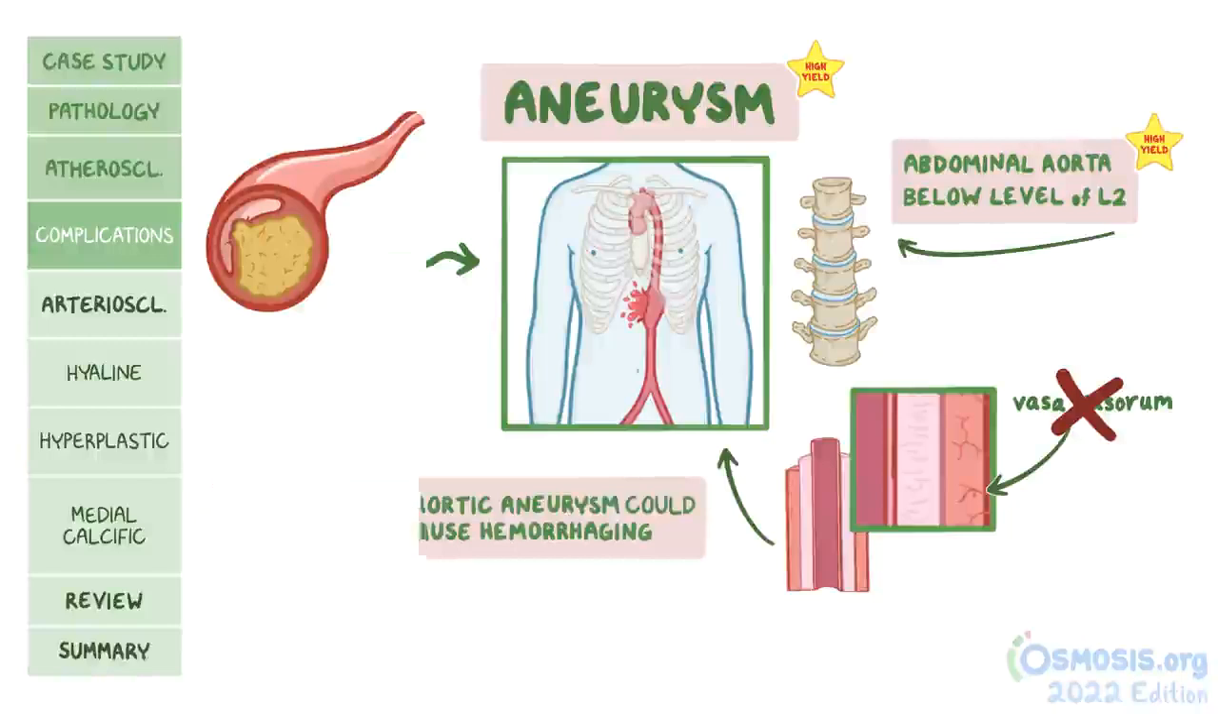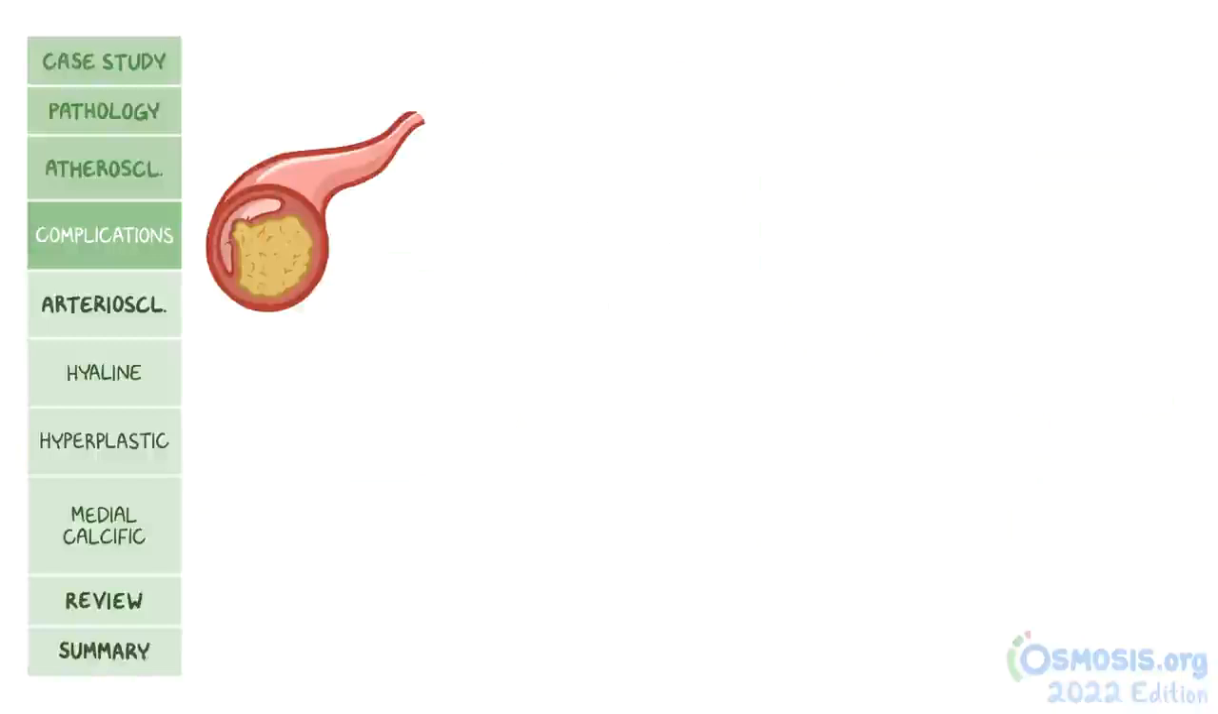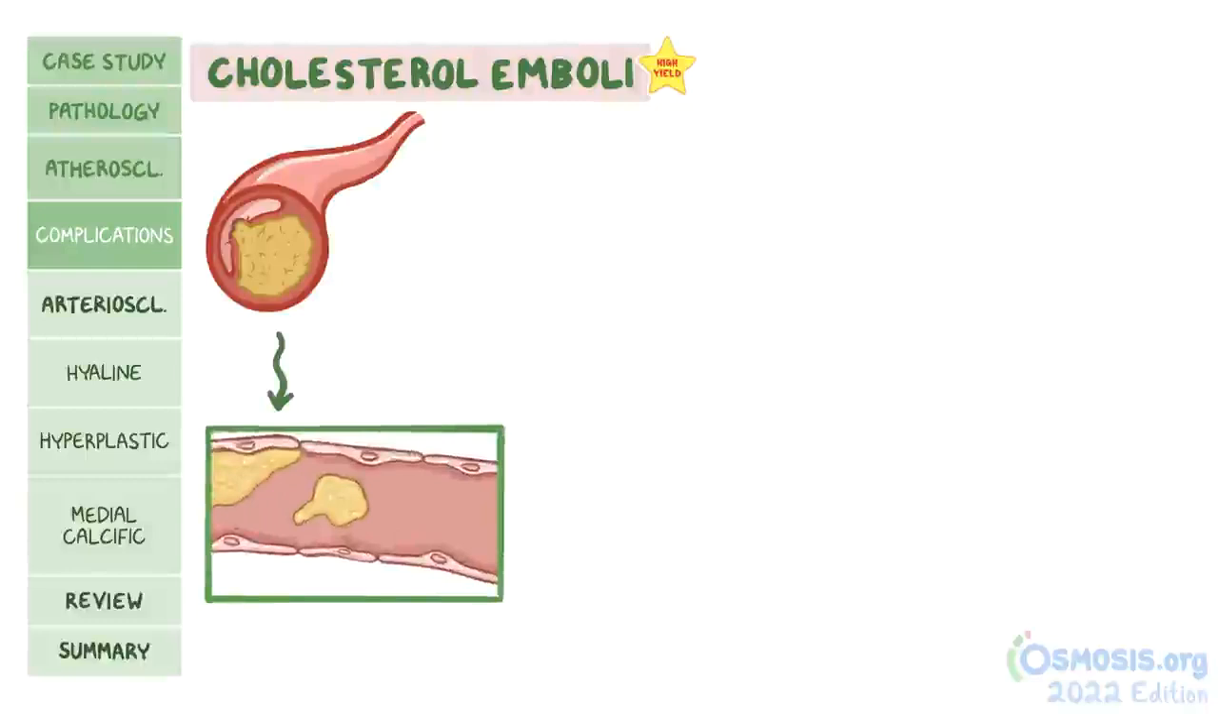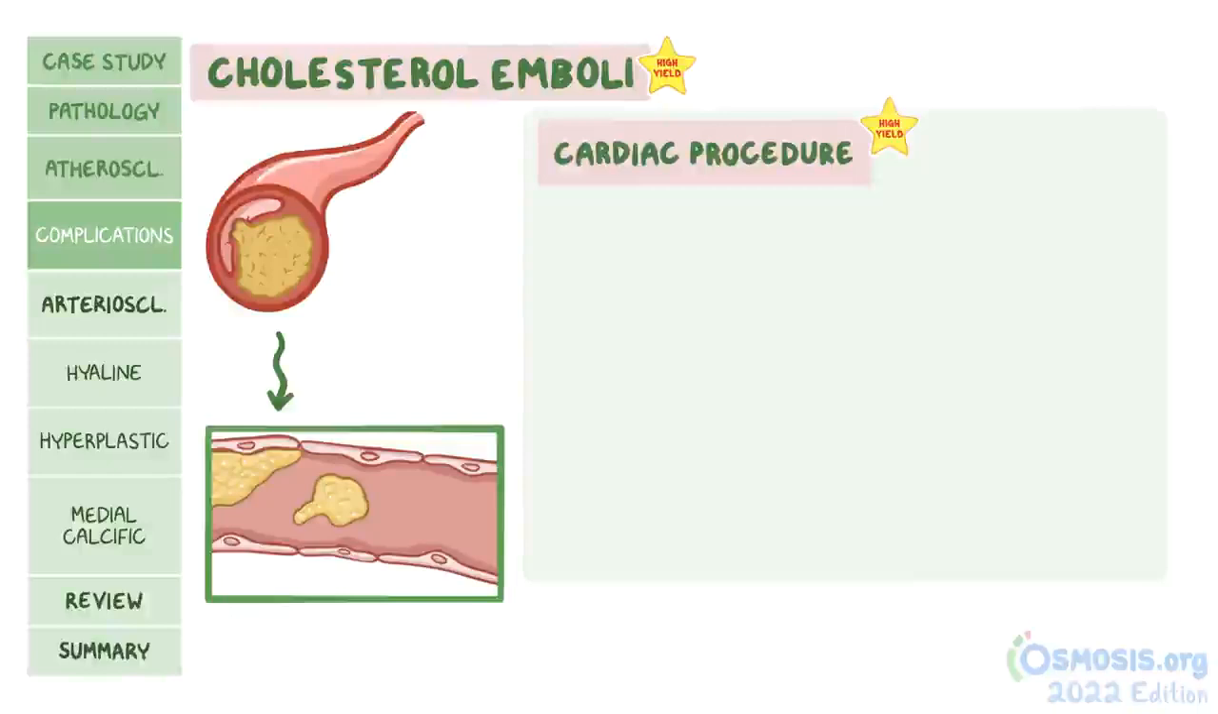An interesting complication of atherosclerosis are cholesterol emboli. This occurs when an atherosclerotic plaque itself is dislodged and travels in the circulation as a cholesterol embolus. A common exam question will have a person who underwent a cardiac procedure, such as a percutaneous coronary intervention, present with this complication right afterwards. This is caused by a plaque that was accidentally dislodged during the procedure.